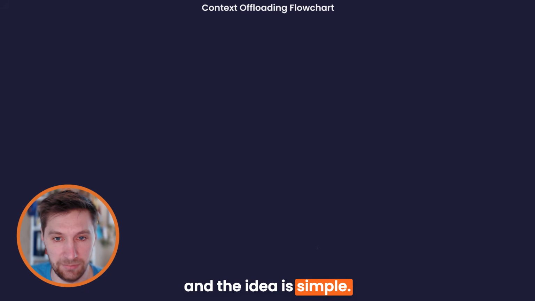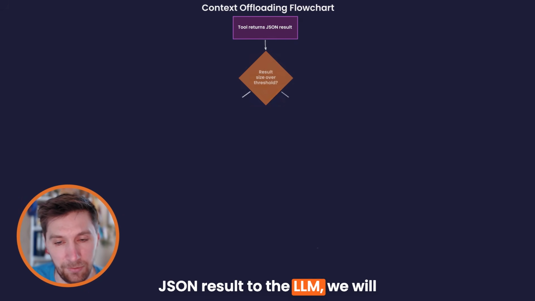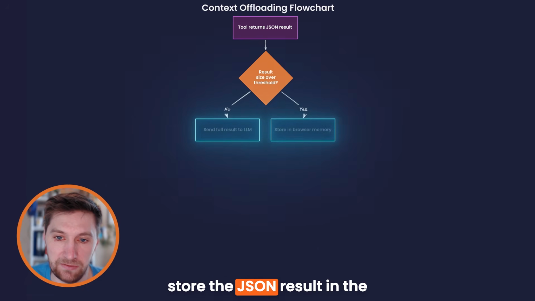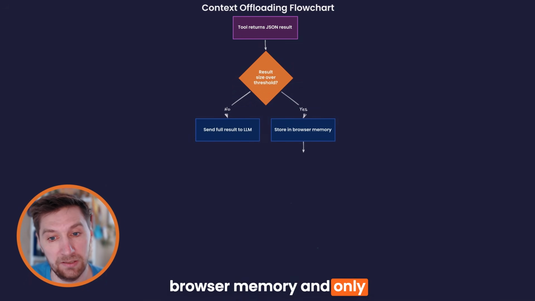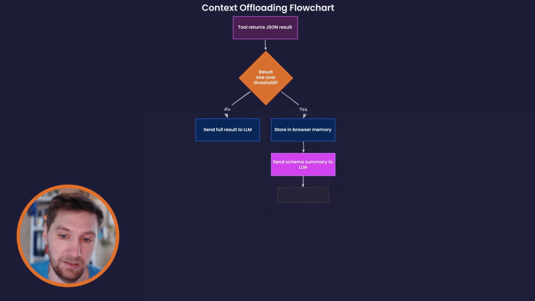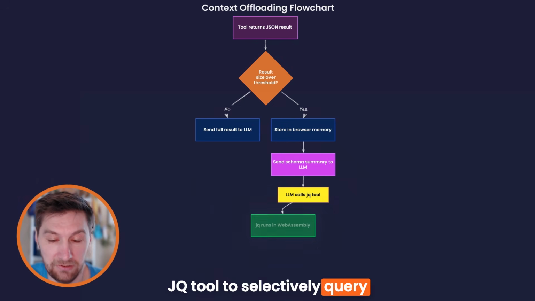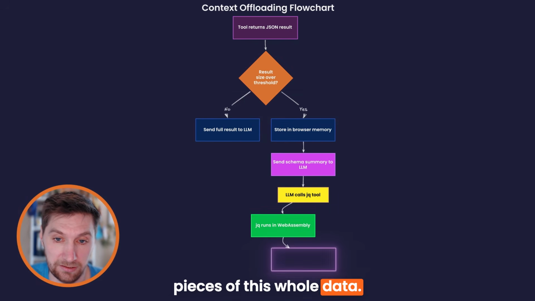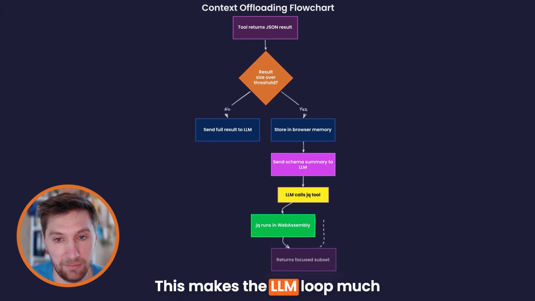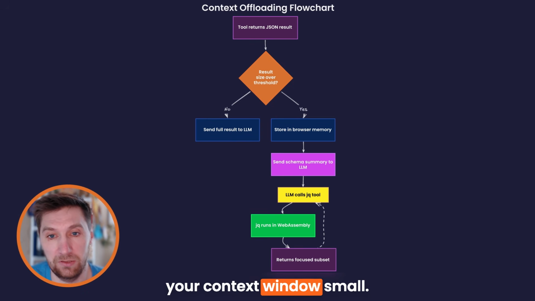And the idea is simple. Instead of sending the full JSON result to the LLM, we will store the JSON result in the browser memory and only send back the structural summary of the JSON blob. The agent can then use a JQ tool to selectively query pieces of this whole data. This makes the LLM loop much quicker and especially keeps your context window small.